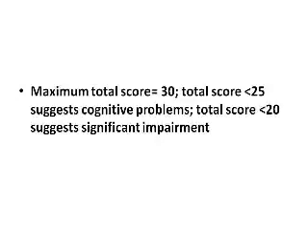Now, a total score that is less than 25, according to the scoring guidelines that I just presented, suggests cognitive problems. And a total score of less than 20 suggests significant impairment. So that may be a reason for concern and further study. And according to DSM-5 criteria, it's a recommendation for the patient to be referred for further studies in order to make a right diagnosis.